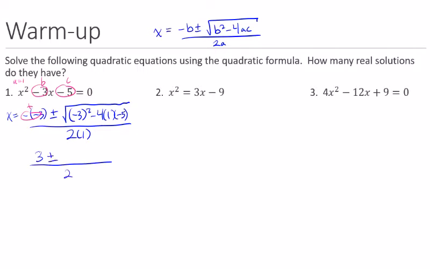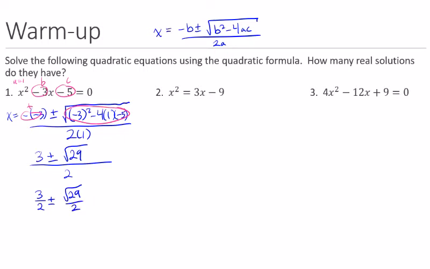So now I'm just going to do this right here. It's going to be 9 plus 20, so 29. Oops, use blue. And the square root of 29 can't be simplified. 29 is a prime number. And so that's pretty much it, right? Can't reduce anything. You could break it up if you wanted to and make it into this, but no real need for that. Okay.